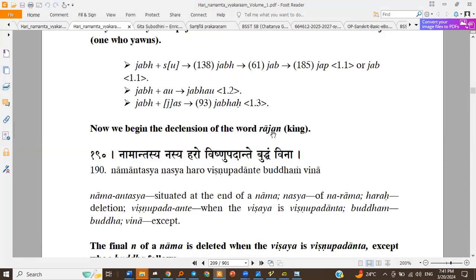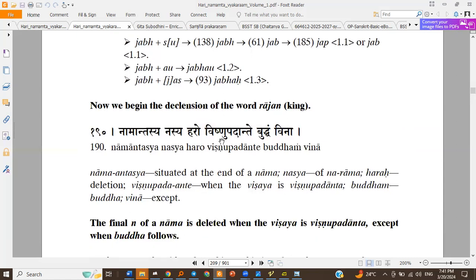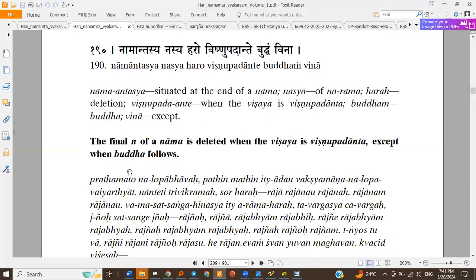Then the next word is Rajan, ending with Na Rama. So Namantasya Nasya Haro Vishnu Padante Buddham Vina. The final Na of a Nama is deleted when the Vishaya is Vishnu Padanta, except when Buddha follows.